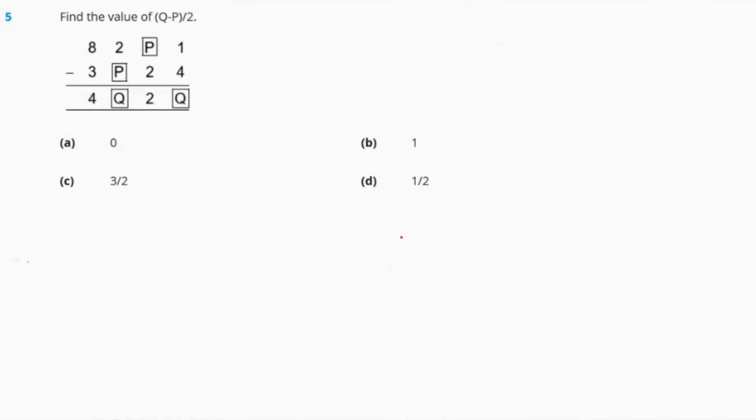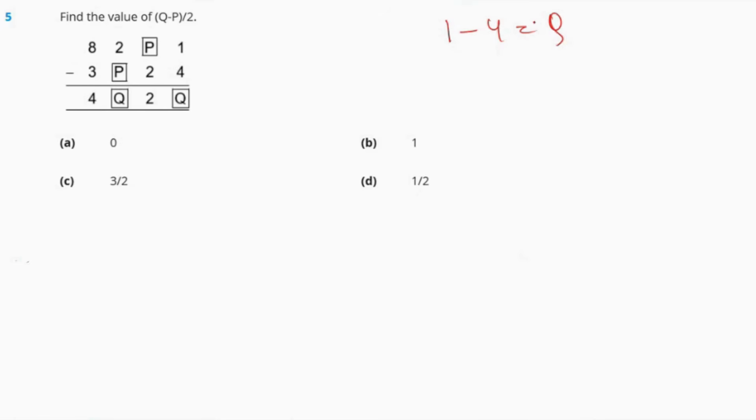Question 5, find the value of (Q minus P) divided by 2. Okay. Now, in this question, can we make individual statements? Can we make individual equations? Yes, we can do. So now, first of all, let us find out Q. So in order to find out Q, can we make the equation that 1 minus 4 is equal to Q? No, this will not be true. Why? Because 1 is smaller than 4. Therefore, we cannot subtract 4 out of 1.